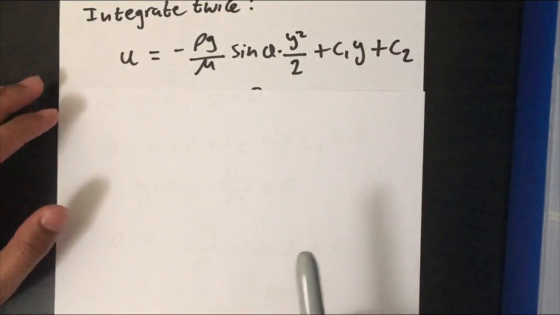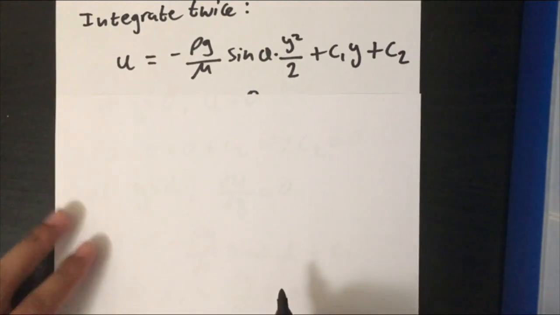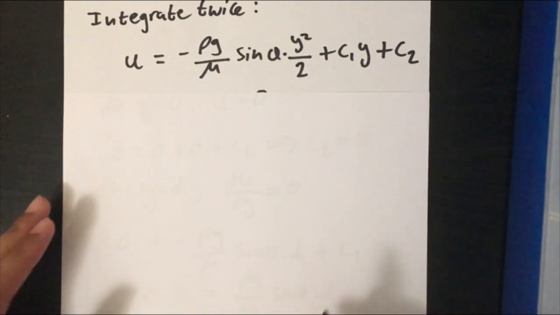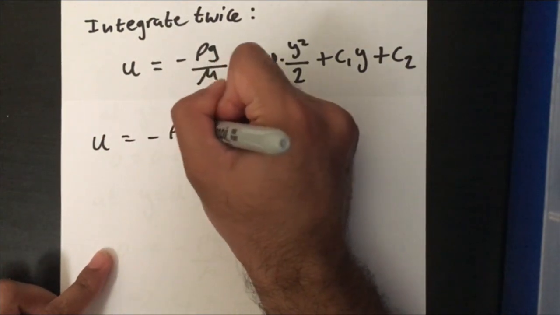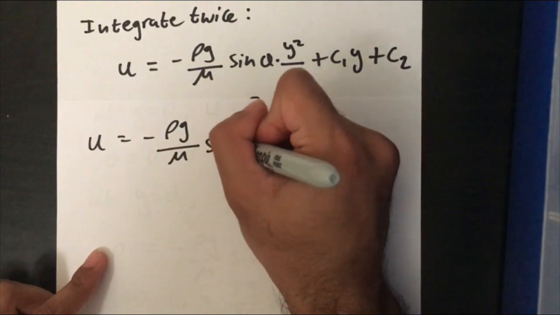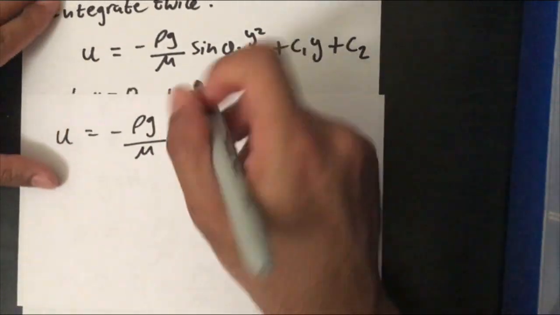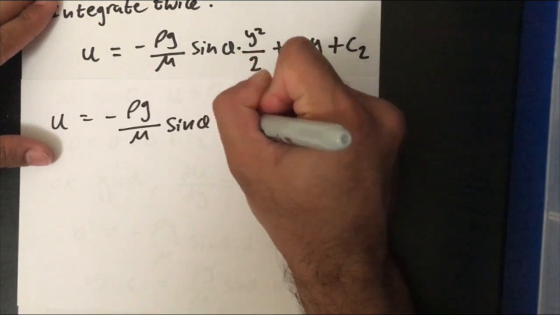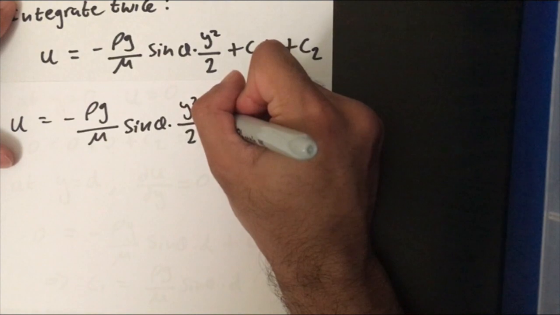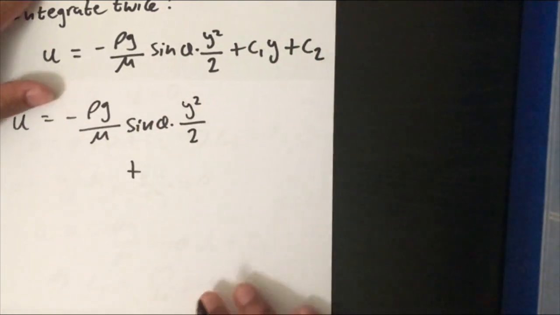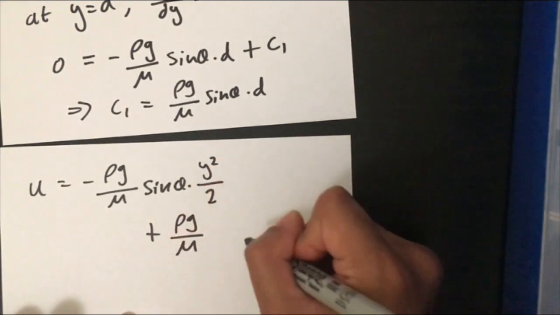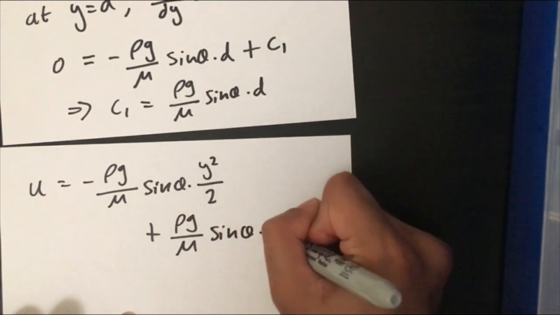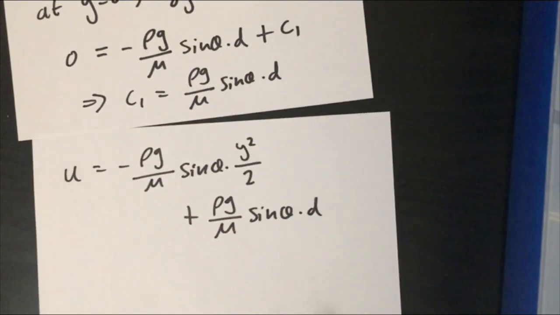So going back to our equation for our velocity and putting in our constants c1 and c2, we have derived our equation for our velocity profile. So we can write this as u is equal to minus rho g over mu sine theta y squared over 2, and we have our constant c1. So let's write here so we have more space. C1 as rho g over mu sine theta dot d, and our constant c2 is equal to 0.